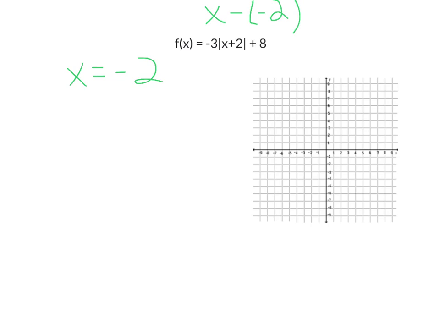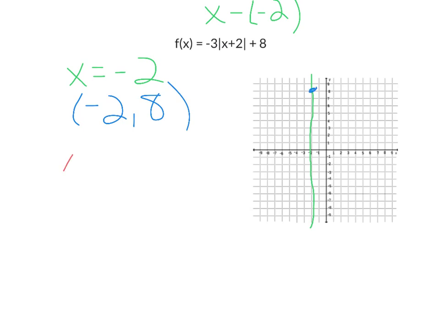Now that I have my axis of symmetry, I'm going to identify my vertex. I know my value of h is negative 2, and my value of k is 8. So my vertex is the point (negative 2, 8).